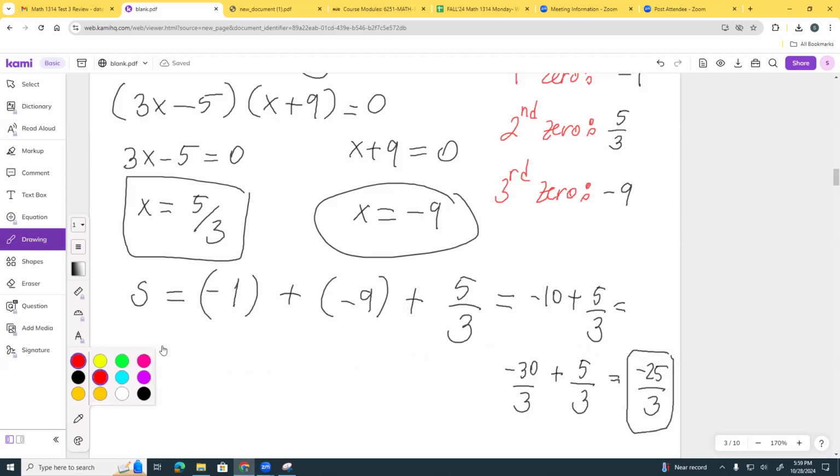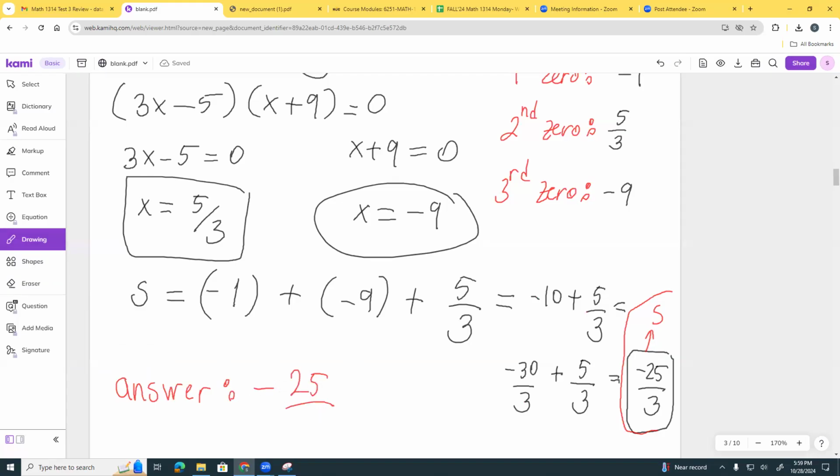So this is the S value they want in this problem. This is how you're going to solve it. So you're going to say the answer will be negative 25 over 3, when you add these 3 solutions, and this is how you do this question.